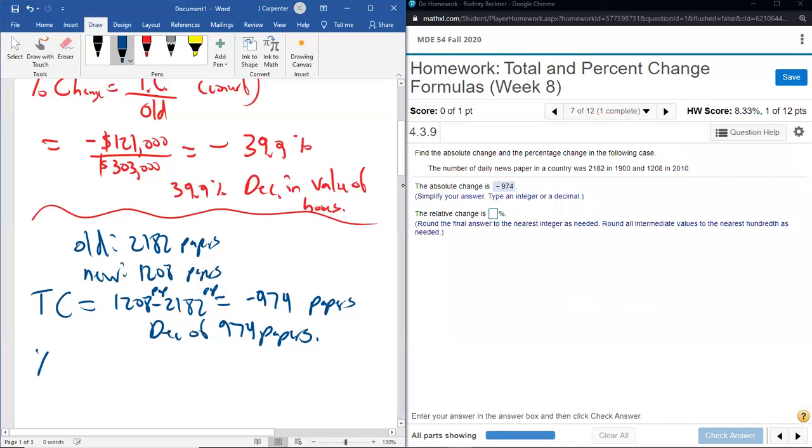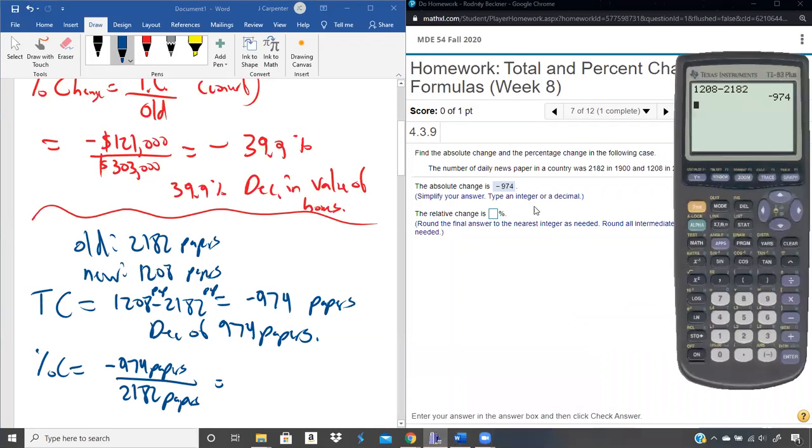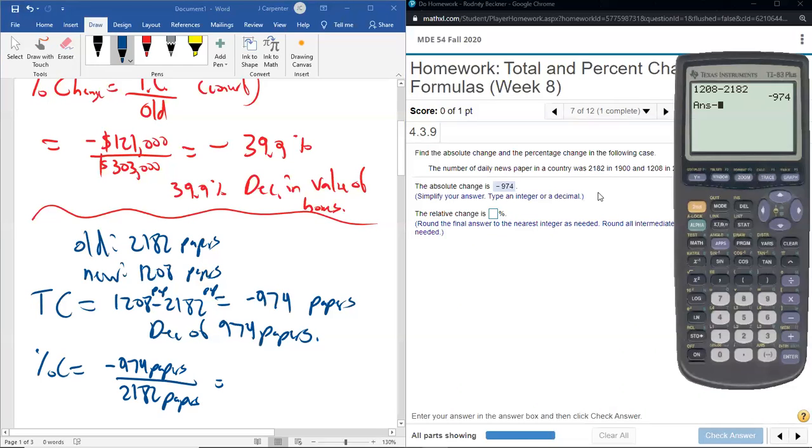The relative change, or the percent change, is the total change divided by the original. So the negative 974 papers divided by the original, which was 2182 papers. So negative 974 divided by 2182. And I have something up there that's going to make a mistake. Negative 974 divided by 2182.